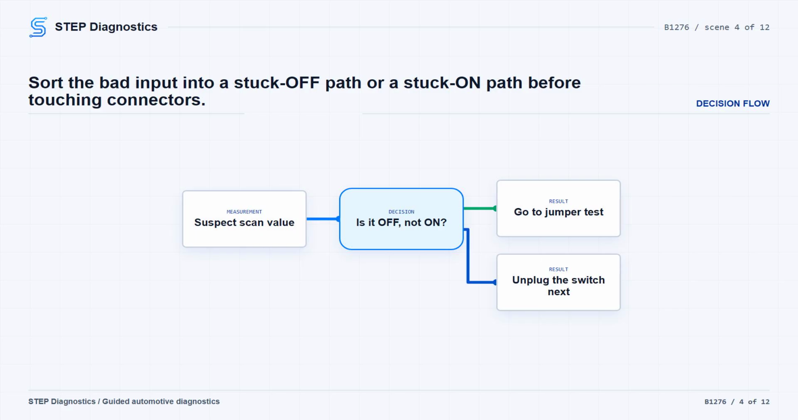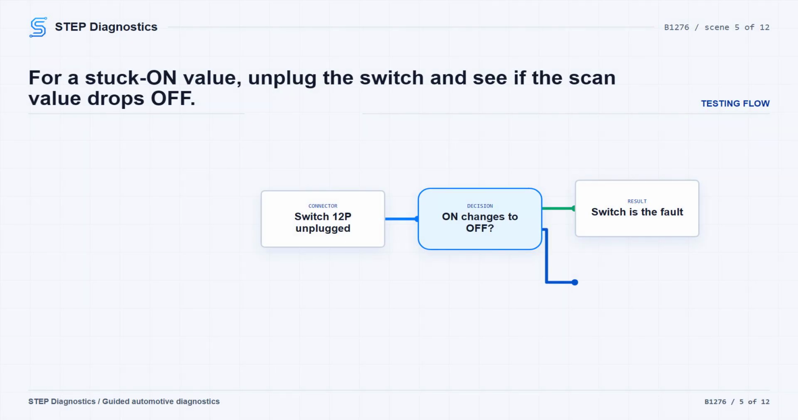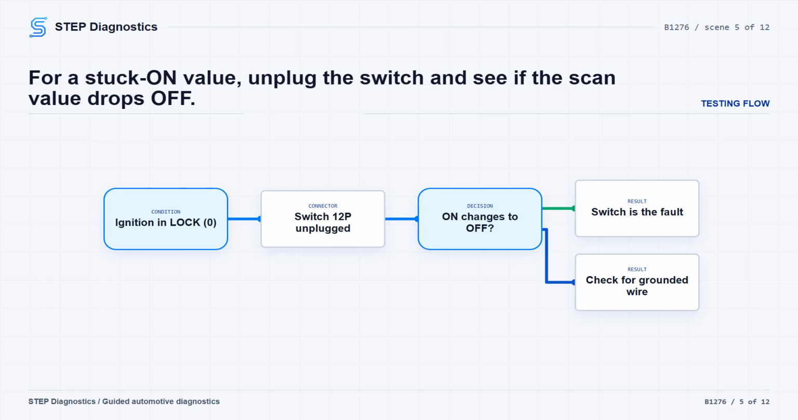If it is not OFF, continue by disconnecting the switch so you can see whether the switch itself is pulling that input on. Turn the ignition switch to lock 0, then disconnect the combination light switch 12P connector. Go back to the data list and see whether the value changes from on to OFF. If it does change from on to OFF with the switch disconnected, the diagnostic path calls the combination light switch faulty. If it does not change, the switch is not the reason that input is staying on. So move to the short to ground check between the switch circuits and the MICU connector.